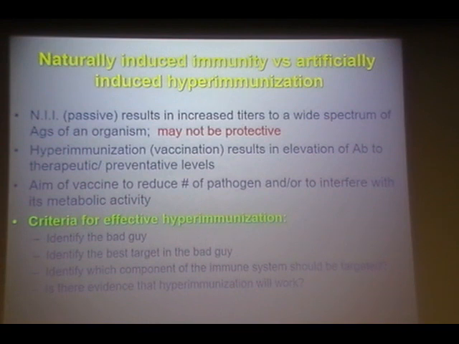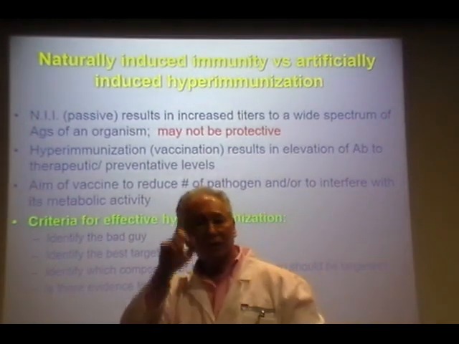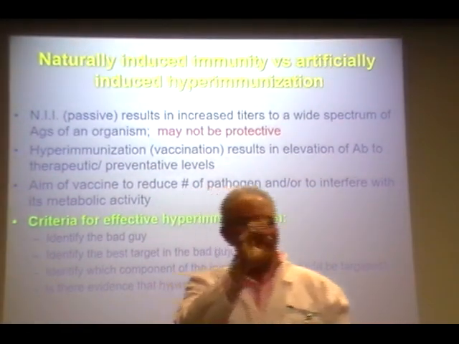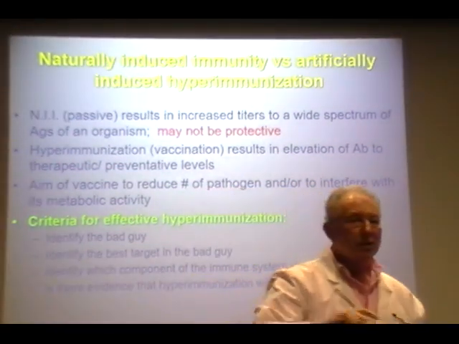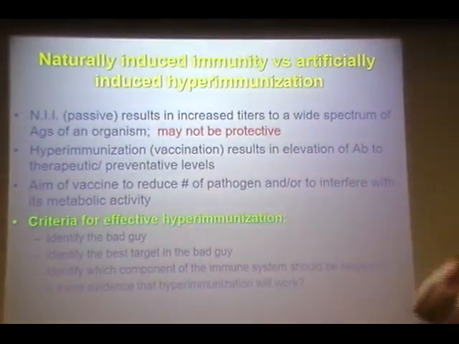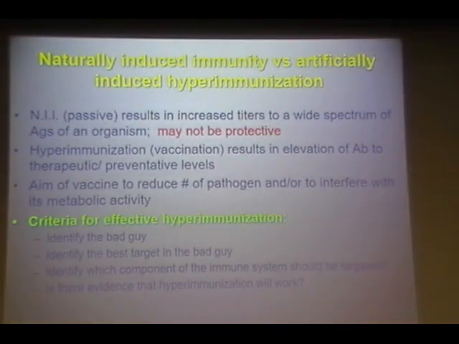And then I talk about hyperimmunization, which is actual vaccination. It results in elevation of the antibodies to therapeutic and preventive levels. That's been shown over and over again. The aim of the vaccine is to reduce the number of pathogens and/or to interfere with metabolic activity. If you can block strep mutans' ability to produce lactic acid, and I'll show you how you can do that without vaccination, with a thing called fluoride. Fluoride has been shown to do exactly that. That's another reason why I'm not a strong proponent for vaccines in regards to this particular disease.